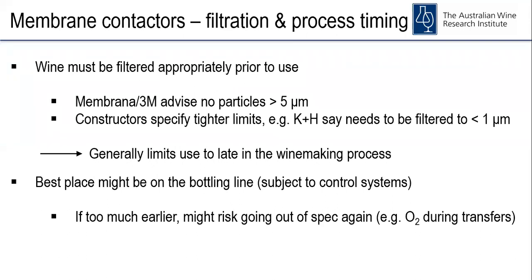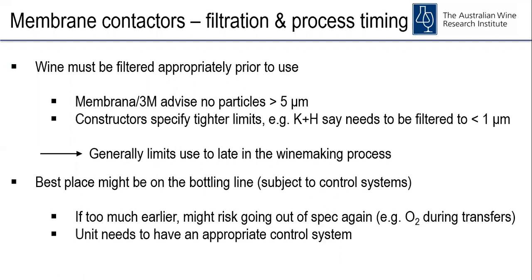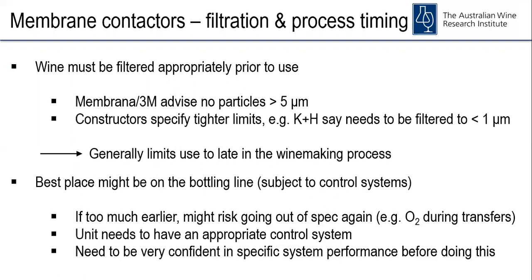Because I guess if you use it too much earlier in the winemaking process, there's a risk of you adjusting it to some tight spec and then it goes out of spec again by the time it's bottled. But obviously, if you're doing it directly on the bottling line, you have to be pretty certain that the control systems are appropriate. They need to be able to handle line stoppages, variations in flow rate, etc. It's hard to go back once it's in the bottle.